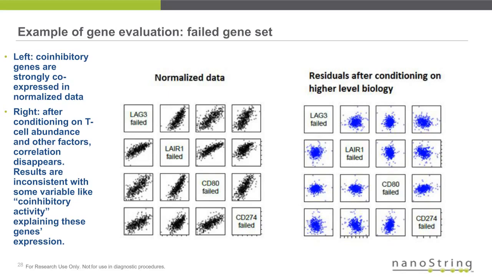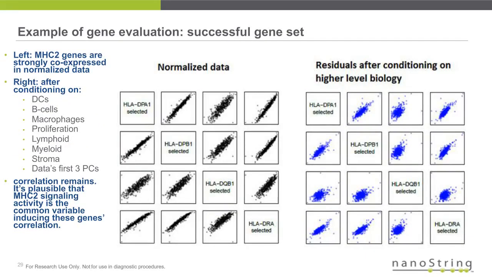And if we look at the plot on the right now, we can see that once we regress out all these other signatures we were worried about, no co-expression amongst these genes remains. So while these 4 genes might be measuring the same thing, that thing is not some independent variable of T cell co-inhibitory signaling. The thing they're measuring is probably just T cell abundance. So this is the case of a failed gene signature.